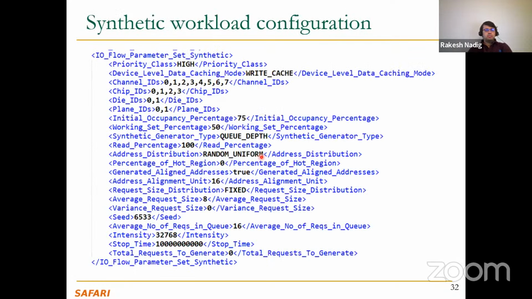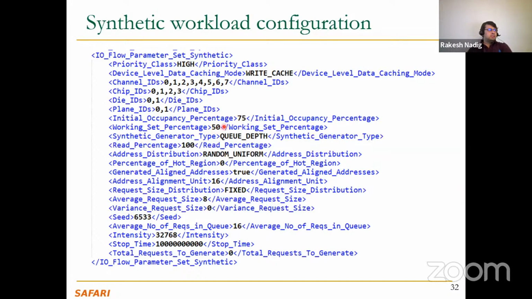Then we have a synthetic workload configuration, which is basically configuring the simulator to generate its own requests or workload. So in this, we again need to add an entry into the XML file, something like IO flow parameters set synthetic, which will define the synthetic workload. And we have similar entries as the trace-based workload for the synthetic workload as well.